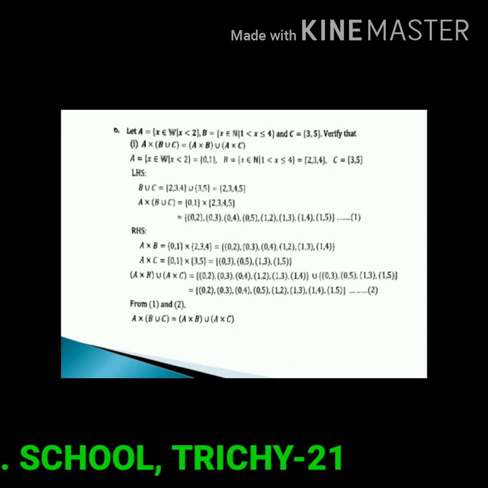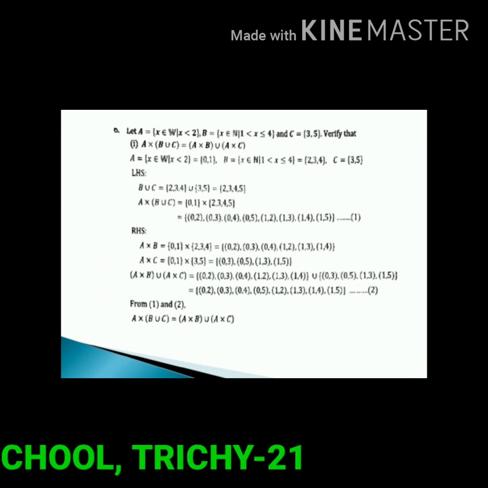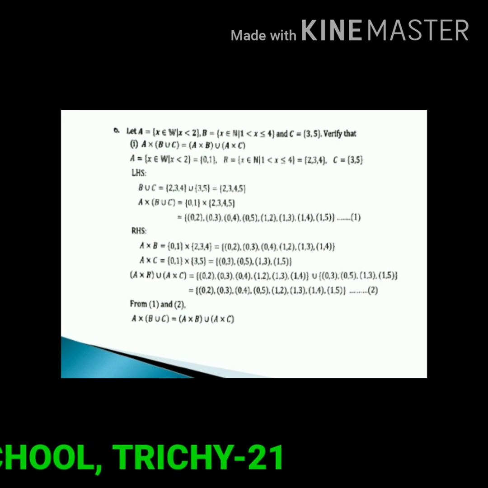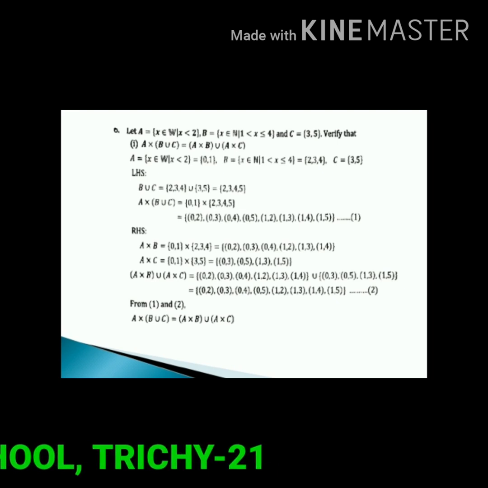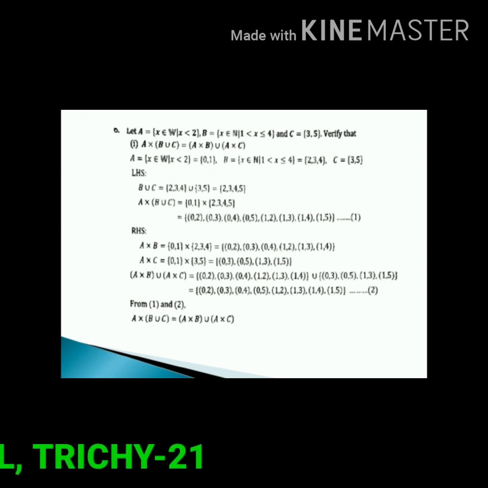The next one: A is equal to {x belongs to whole numbers, x less than 2}. So the A set contains only the whole numbers x less than 2, that is {0, 1}. Then the B set contains x elements, where x belongs to natural numbers, such that 1 less than x less than or equal to 4, which gives {2, 3, 4}. So the B set contains only 3 elements, that is {2, 3, 4}.